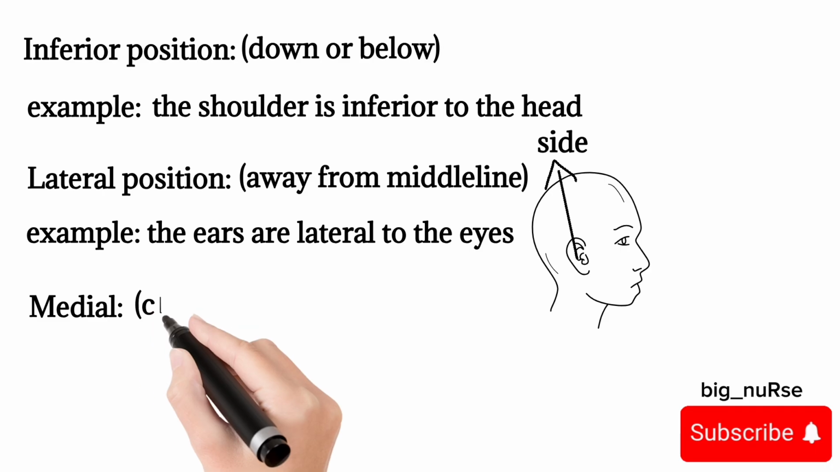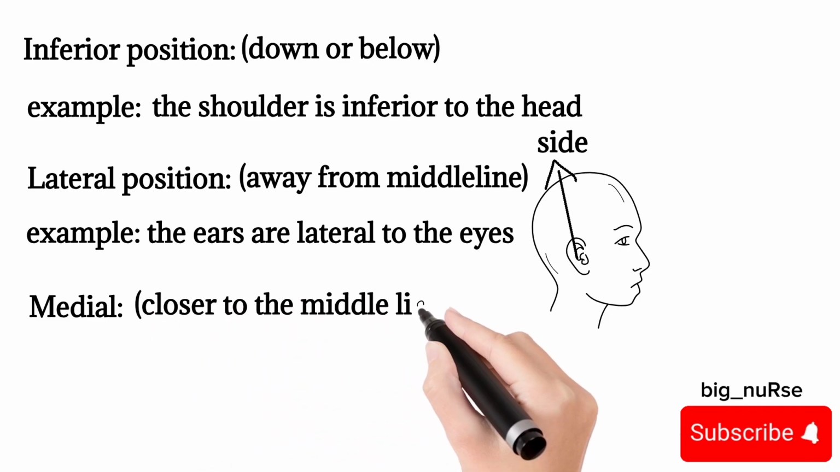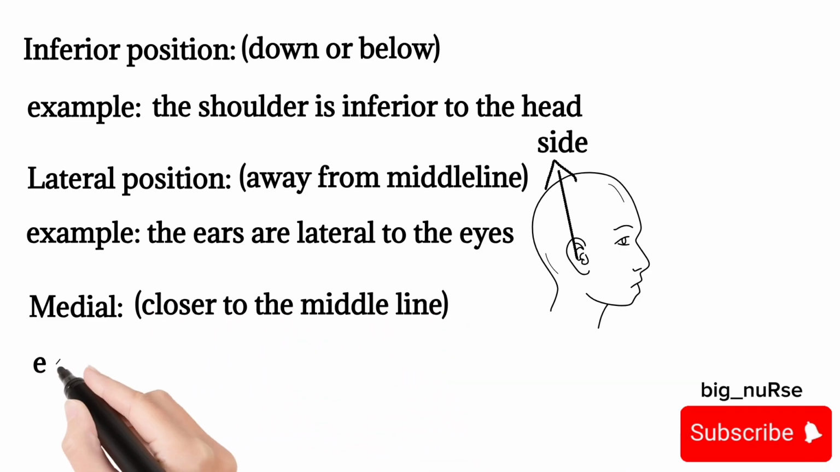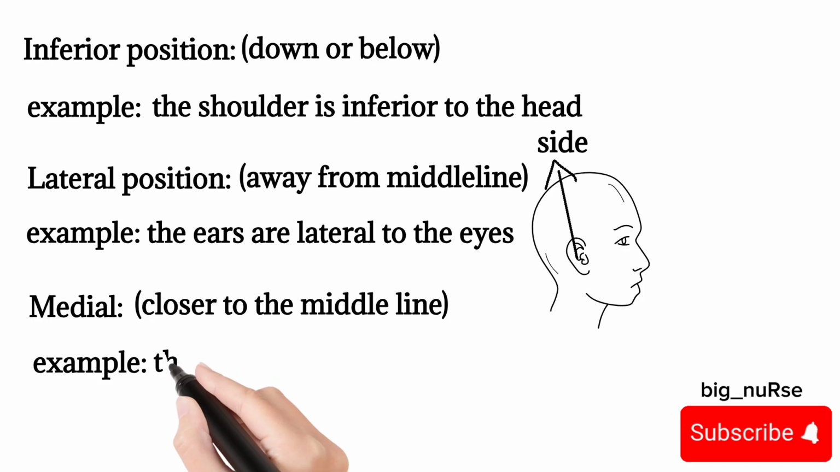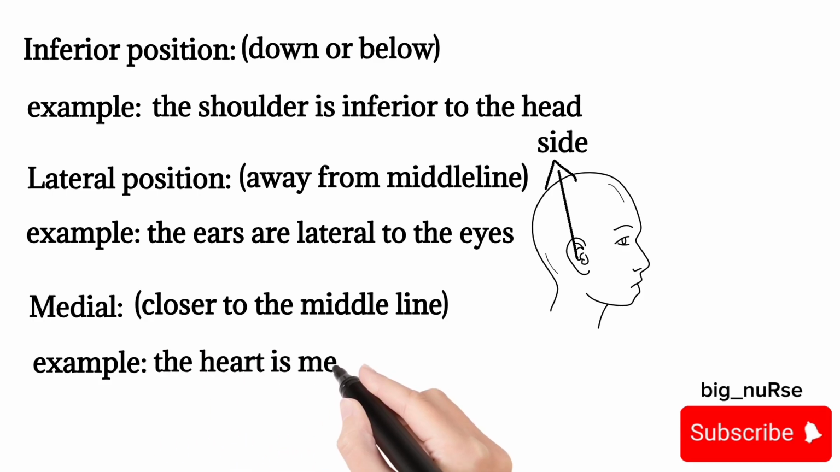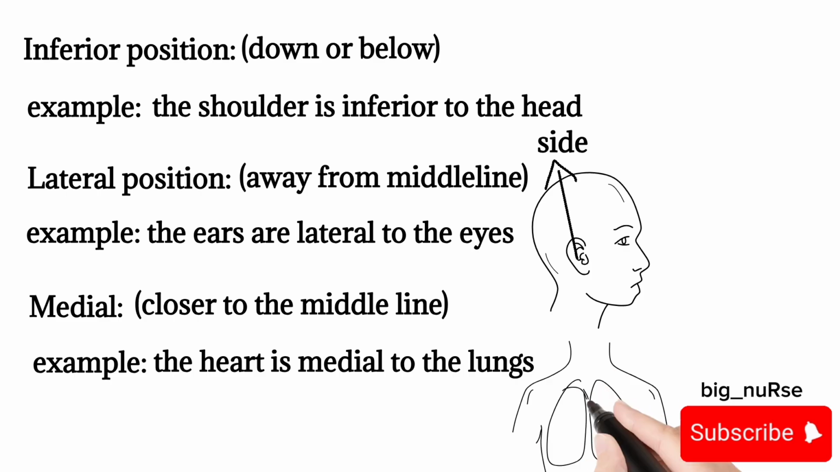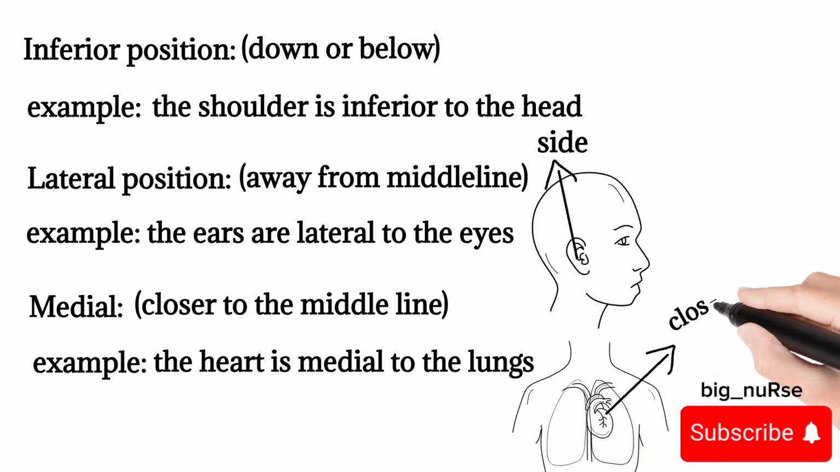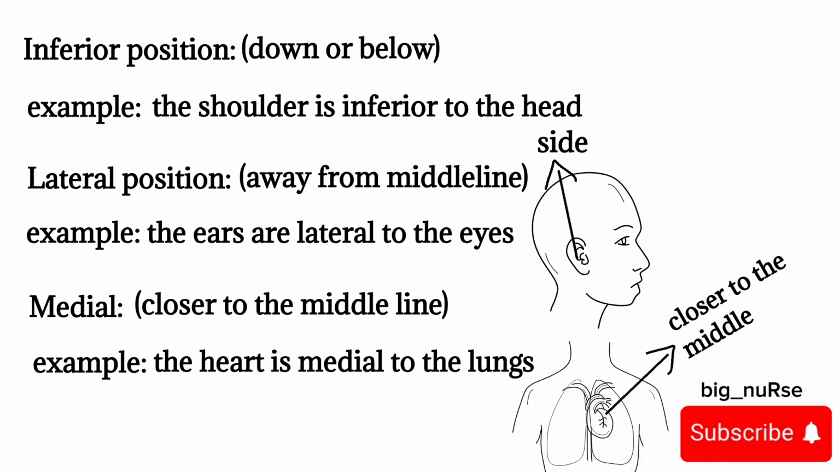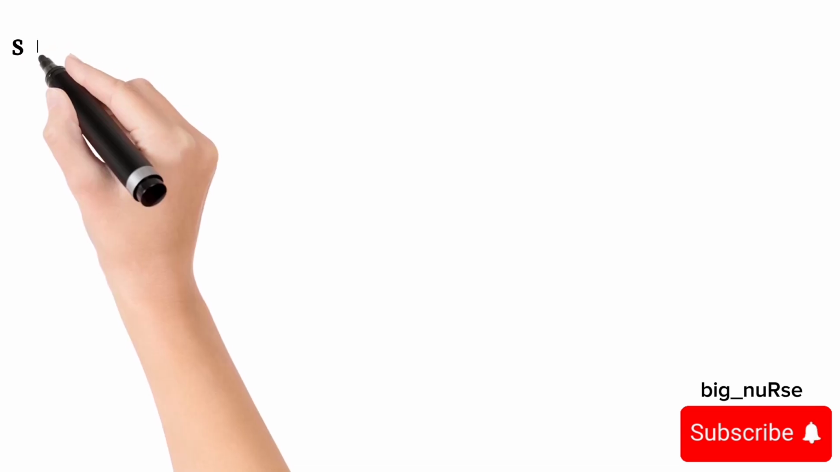The next one is medial, that's closer to the middle line. An example of this is the heart is medial to the lungs, and we all know that the heart is located in between the two lungs, which makes it closer to the middle line.